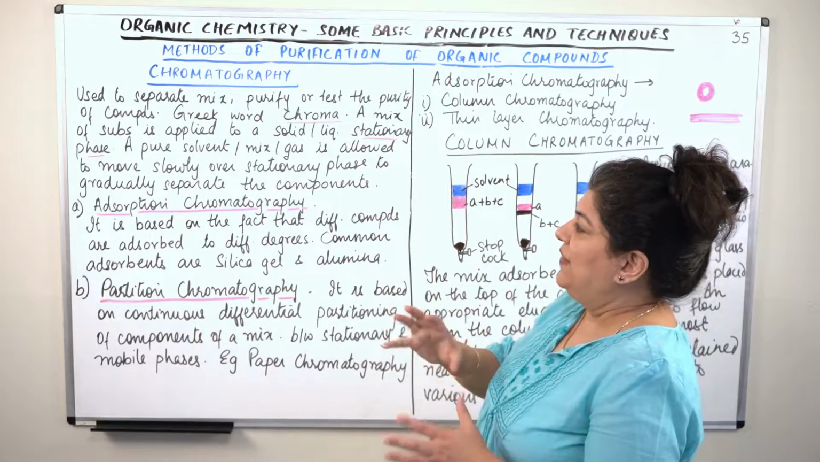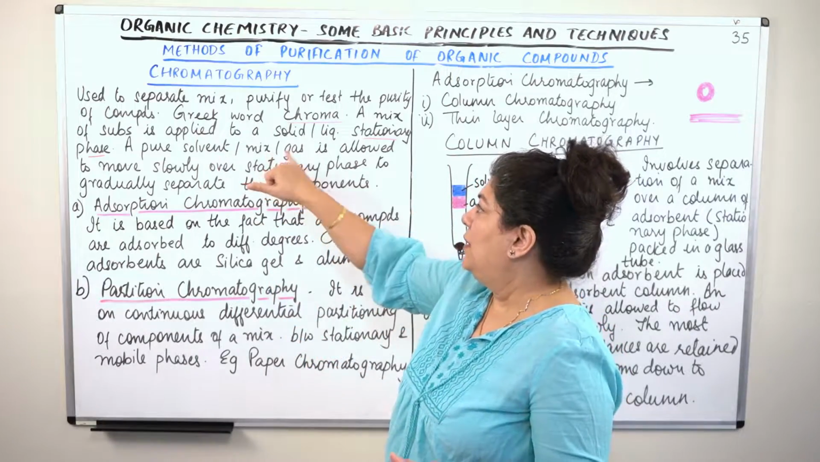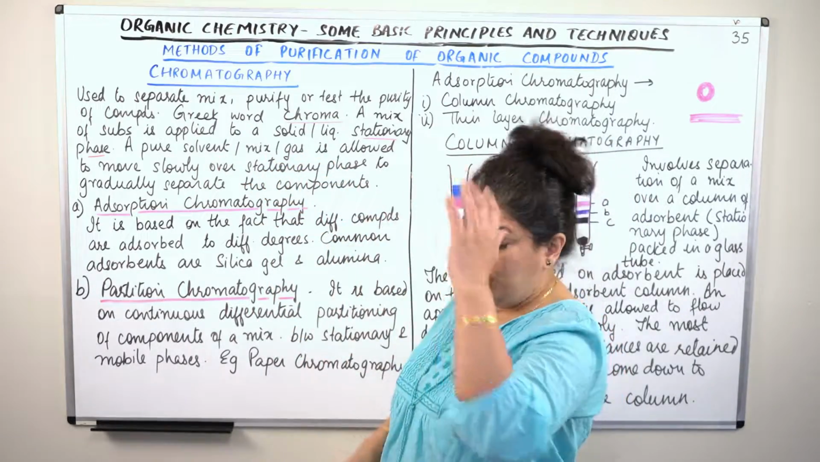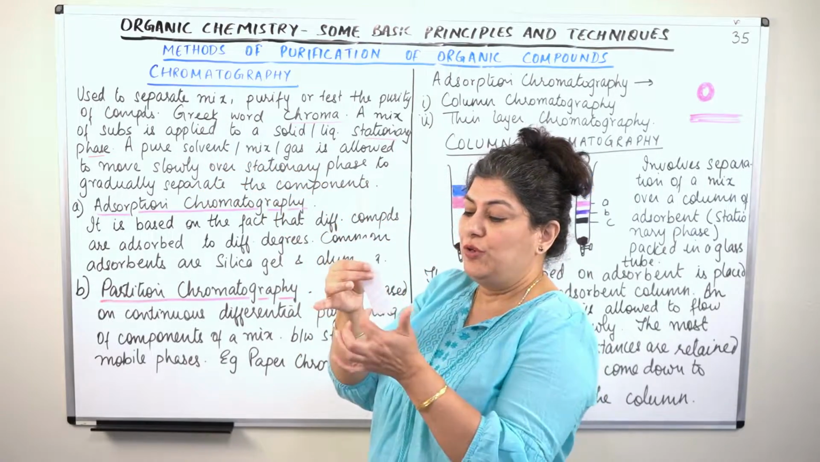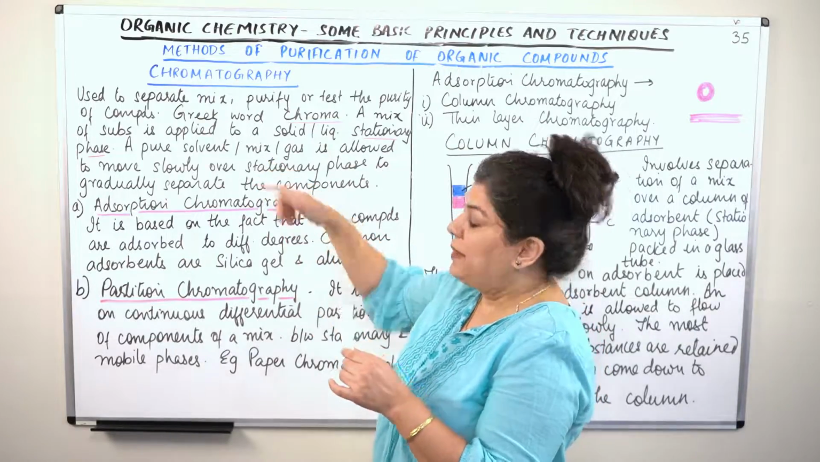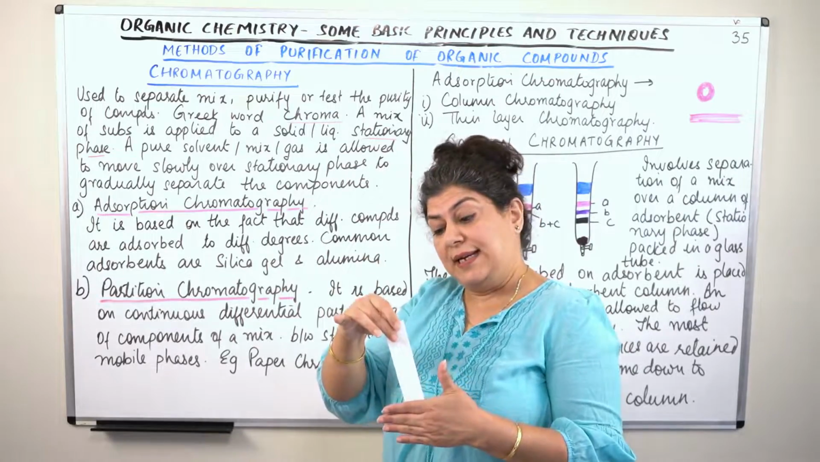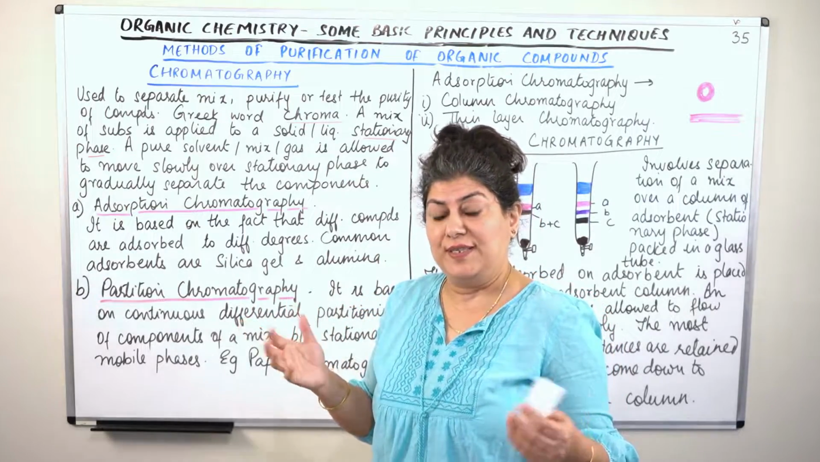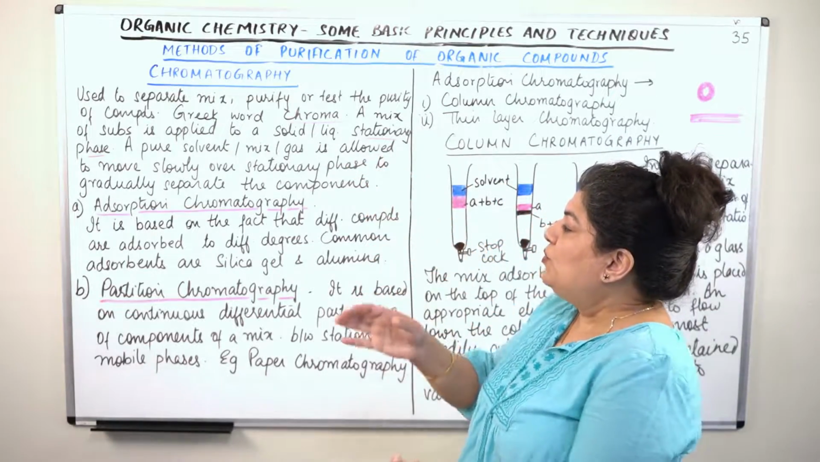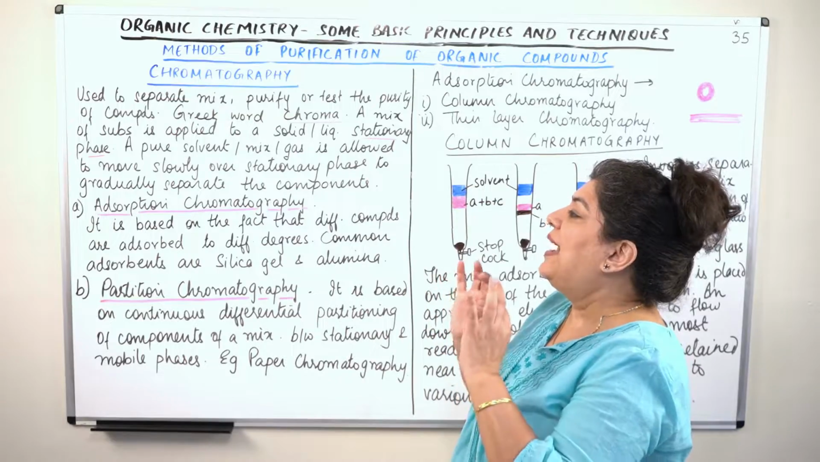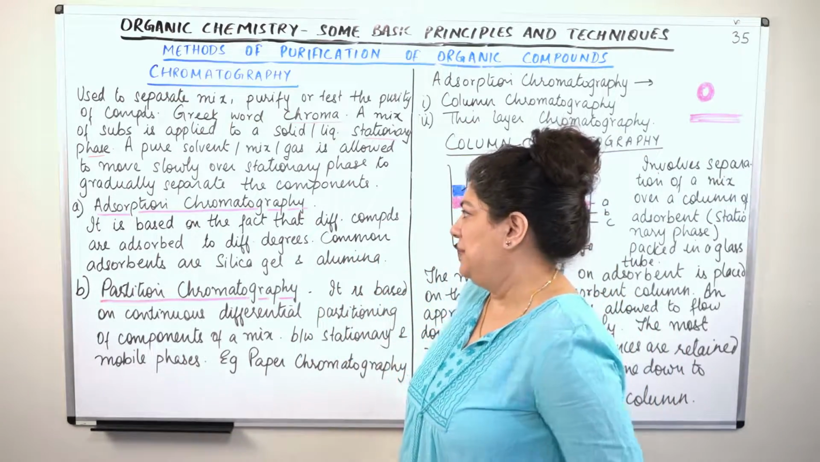So, a stationary phase. A pure solvent, mixture or a gas is allowed to move slowly over the stationary phase. It could be a pure solvent, like water, if you take the dots of ink, or it could be a mixture like I did with the soy and water, or this could also be a gaseous phase, a gas rising on the stationary phase. The stationary phase also could be a solid or a liquid. It is allowed to move slowly over the stationary phase to gradually separate the components. Slowly, the components will get separated.